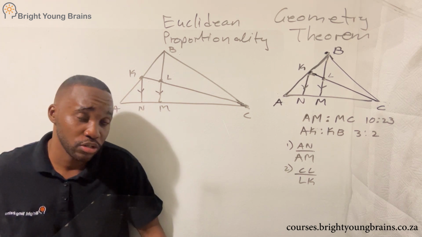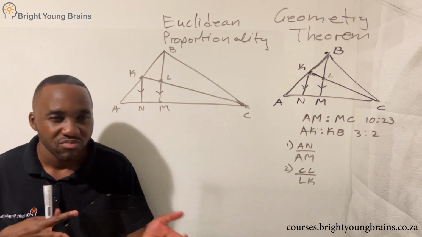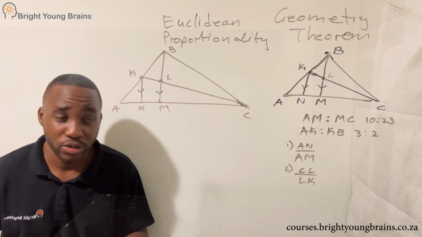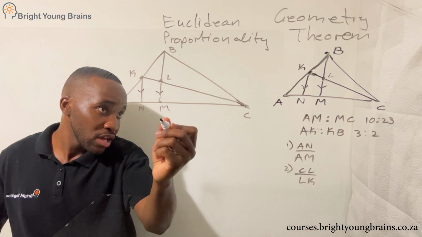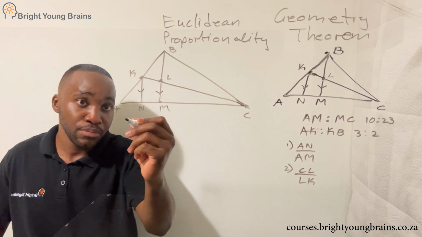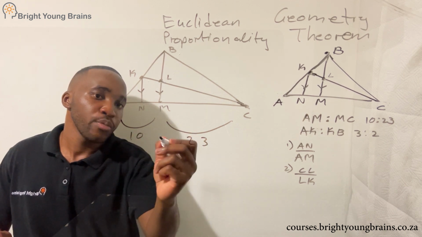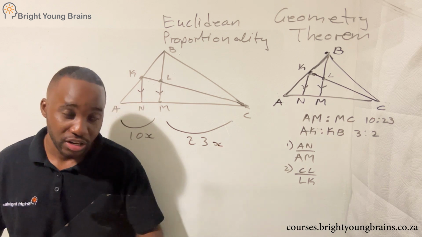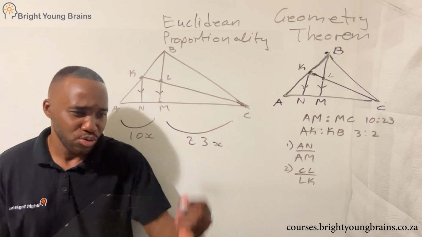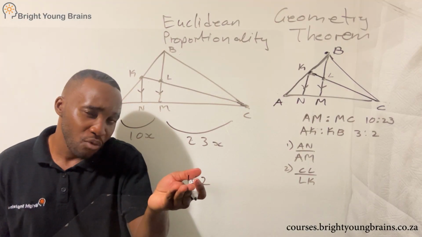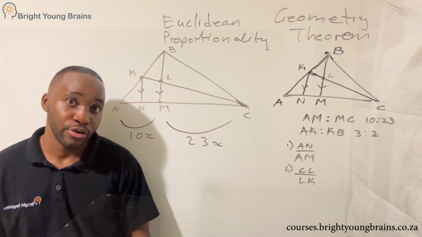Anytime you're given ratios, you want to work with them as though you are dealing with a grade 7 or 8 kind of math question. From what they told us, the ratio AM to MC is 10 to 23. You may want to put an X here and an X over there to show that these are not lengths of the lines, it's just a ratio. A ratio of 1 to 2 means that for every one of this, you'll have double. So for every 10 of these, you'll have 23 of those.